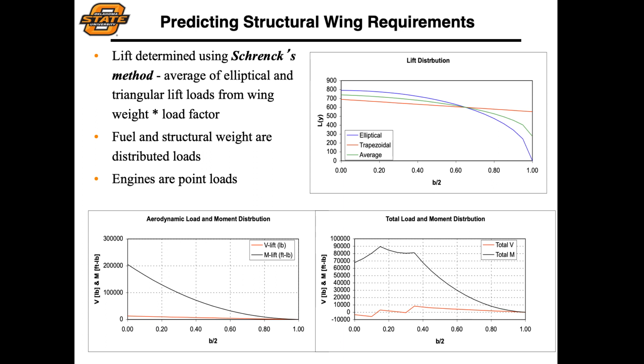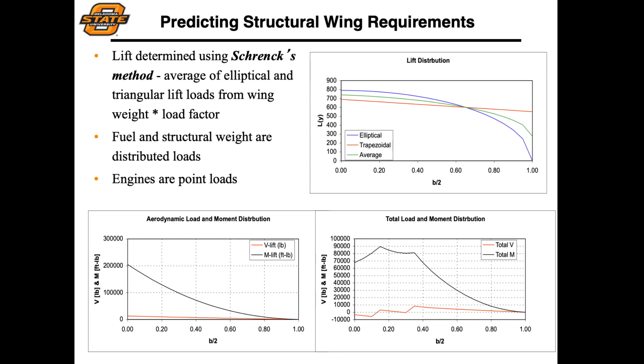Now, for our structural loads, we can look at these as either distributed loads or point loads. For example, the fuel and the structural weight, since those are spread across large distances, we're going to consider them as distributed loads, while our point loads, such as the engines or other structural elements, are going to be considered as point loads acting on the wing.